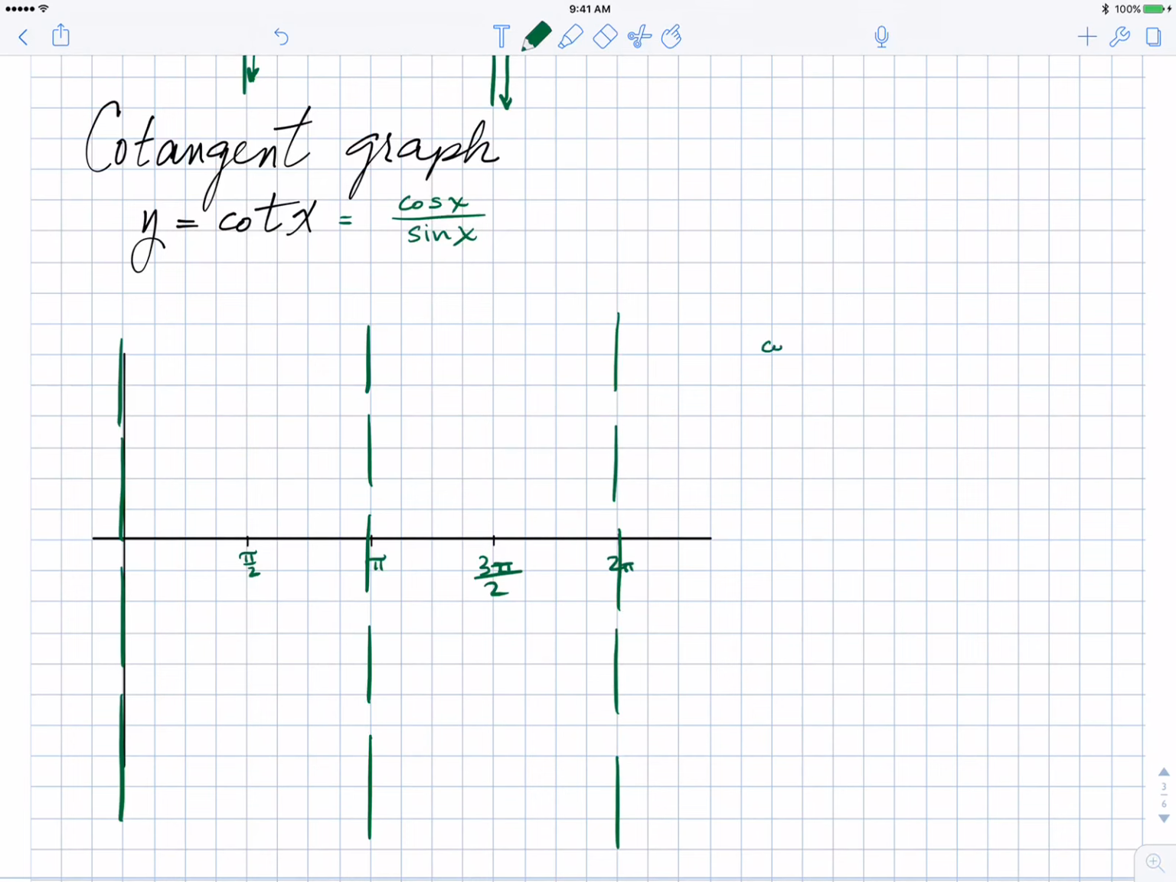If you ask yourself what's the cotangent at pi over 2, this is my x value over my y value. Well, my x value is 0, my y value is 1, this is equal to 0. Same thing at 3 pi over 2, only it would be 0 over negative 1, but it's still equal to 0. Now the cotangent graph does not go uphill, the cotangent graph goes downhill.